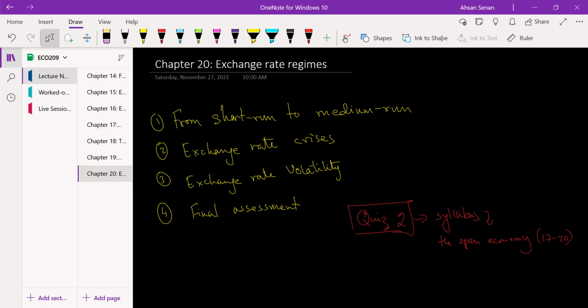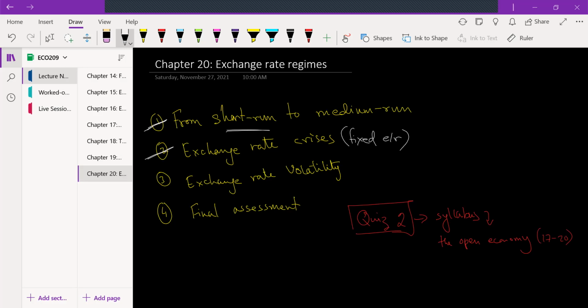Okay. So the first thing that we will do is we are going to move from short run to medium run. So remember, everything that we've done so far has focused on the short run. So now we're going to move on to the medium run and see what implications that has for the exchange rate. Now we are going to look at a sort of exchange rate crisis that might arise. This is specifically for countries following fixed exchange rate regimes.